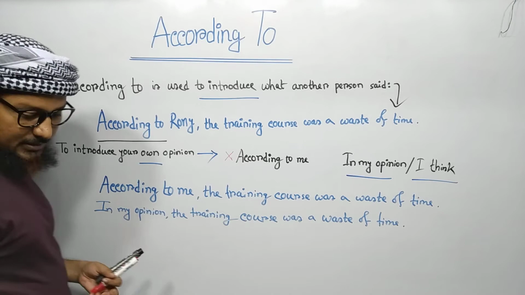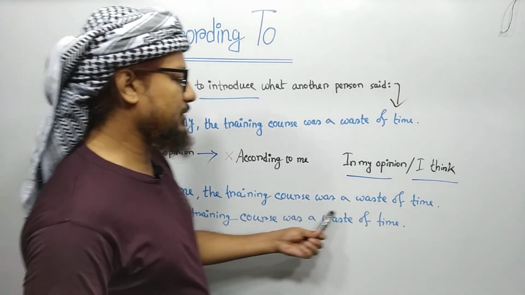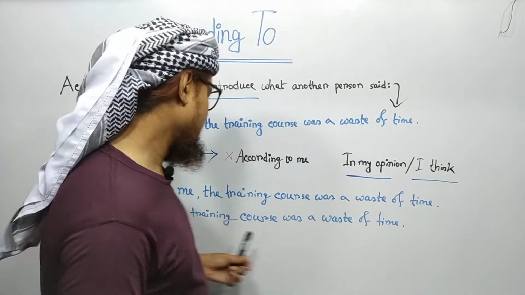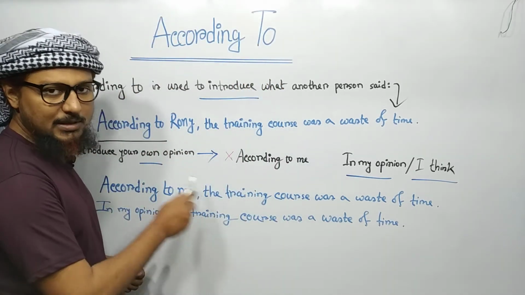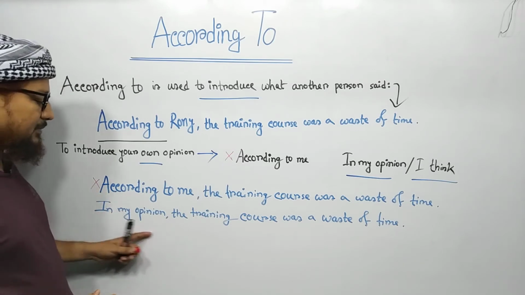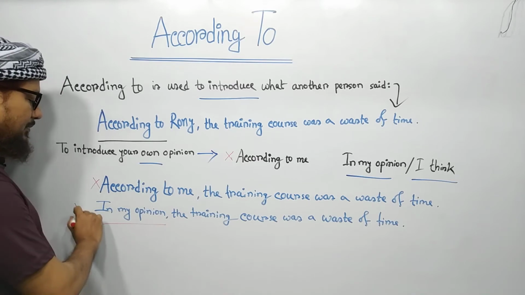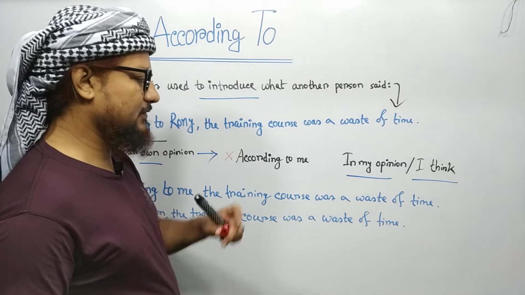According to me, the training course was a waste of time. So you can see that I'm talking about my opinion, I'm giving my opinion, so it's incorrect. Next one, in my opinion, the training course was a waste of time. That is absolutely correct.